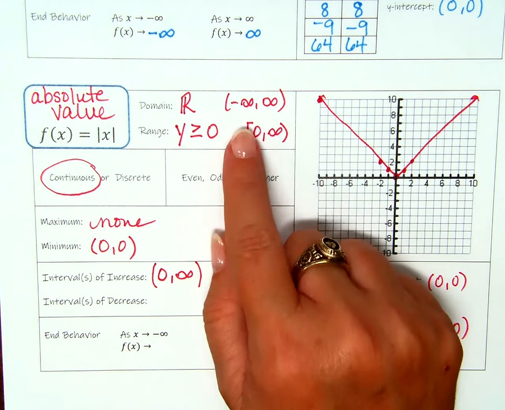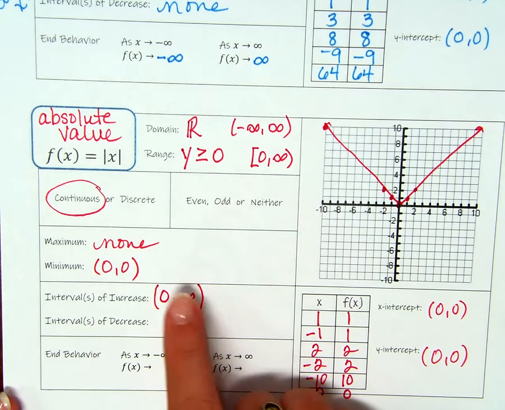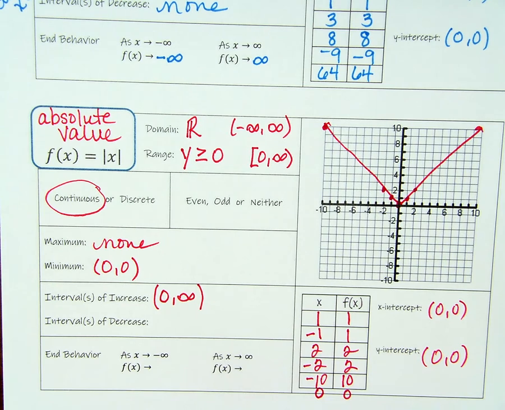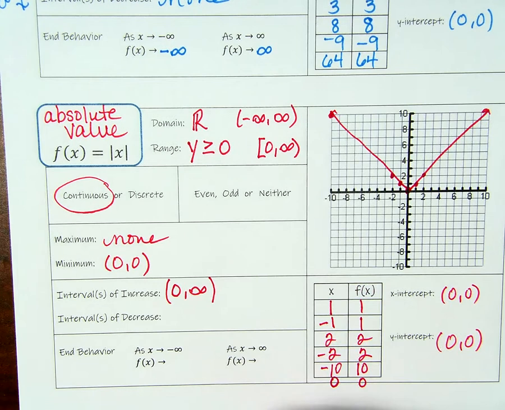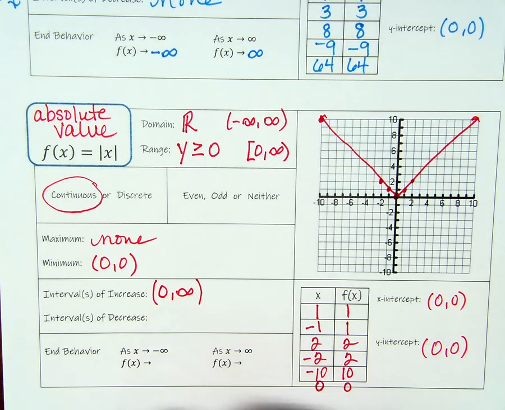We have a bracket around this 0 right here because it includes 0. This doesn't include 0 because we're talking about an interval of increase. Can something be increasing at a point? A point is just a point, isn't it? It doesn't increase until after that point. So we don't include the point where it changes direction. Either way, we don't include the point where it changes direction. Okay?